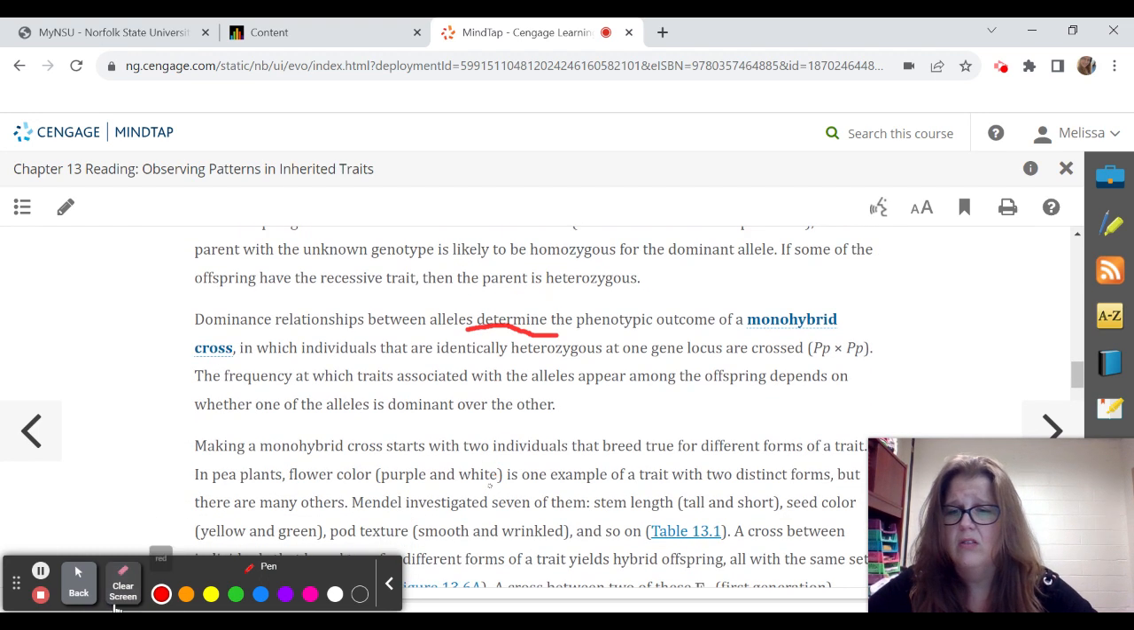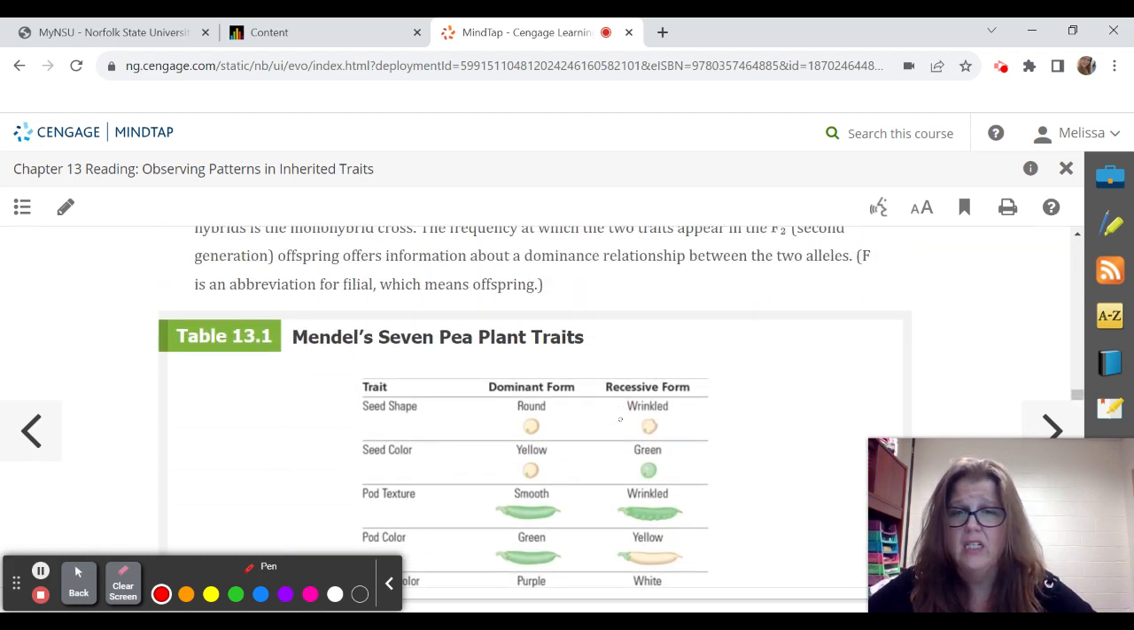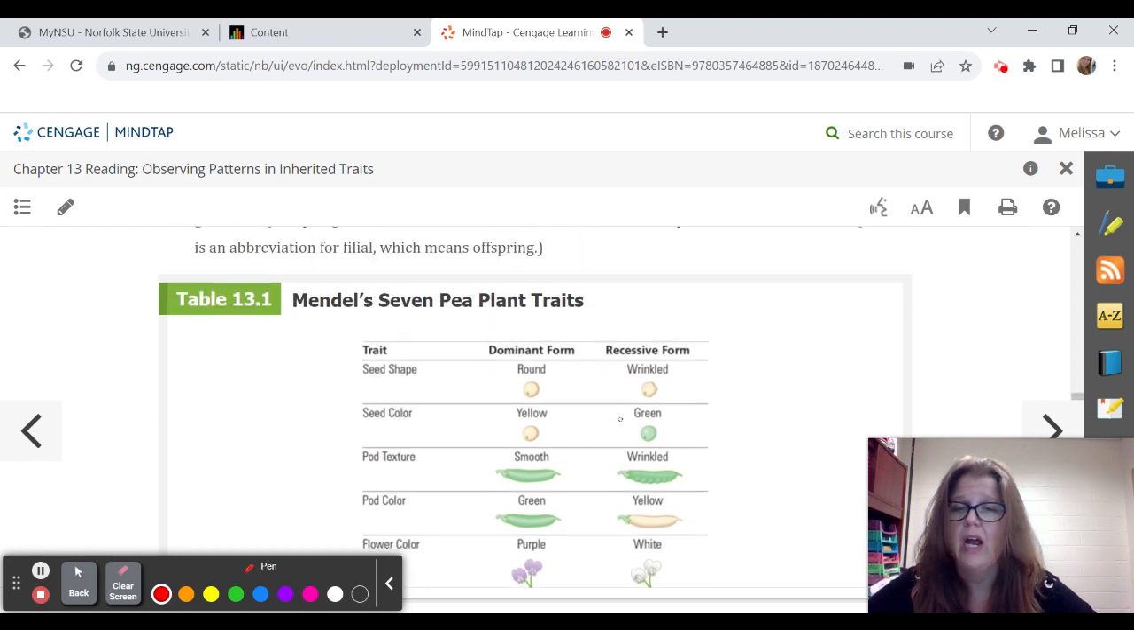So we can look at that. I already talked about monohybrid crosses before, mono meaning 1. So we talk about monohybrid crosses. There was a whole bunch, and I mentioned this before. There were 7 traits that Mendel looked at for this.